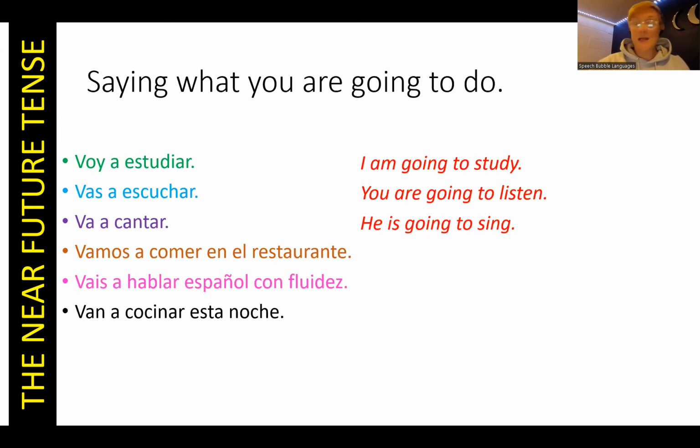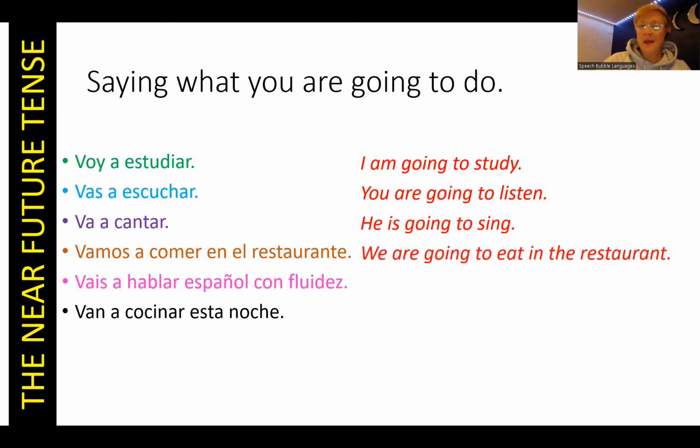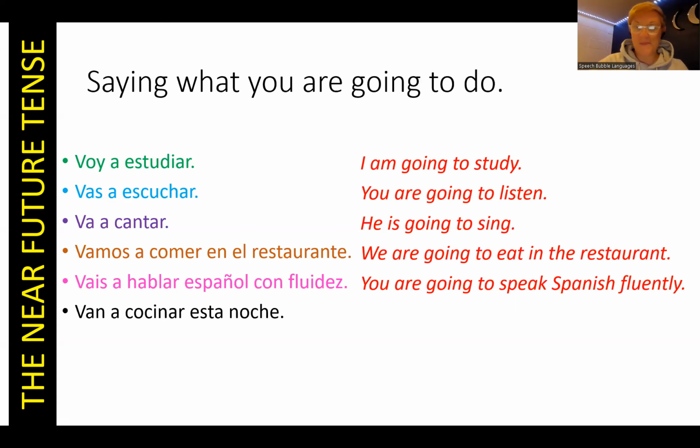Vamos a comer en el restaurante. We are going to eat in the restaurant. Vais a hablar español con fluidez. You are going to speak Spanish fluently. ¿Van a cocinar esta noche? They are going to cook tonight.